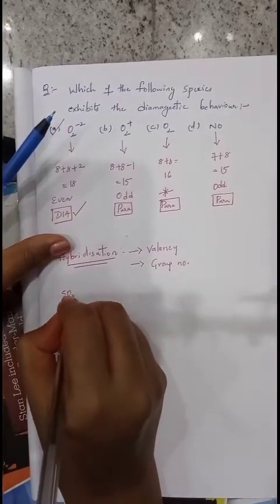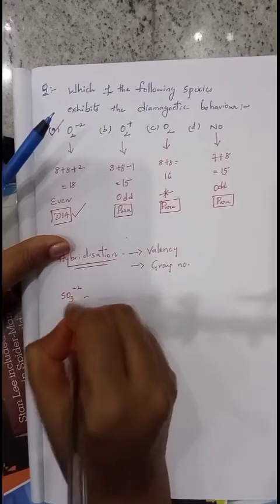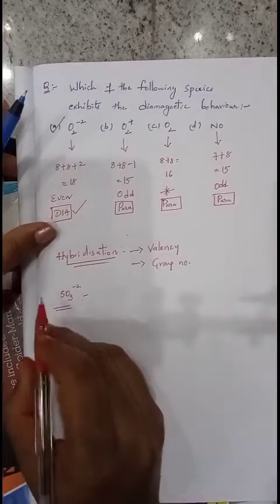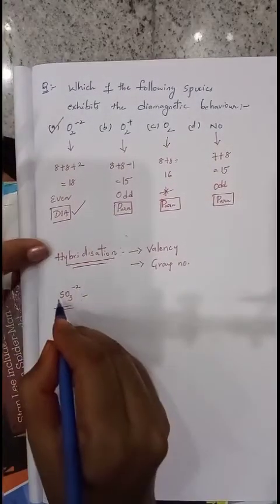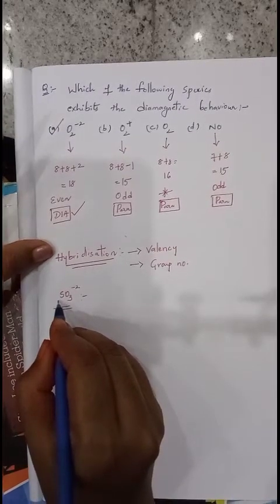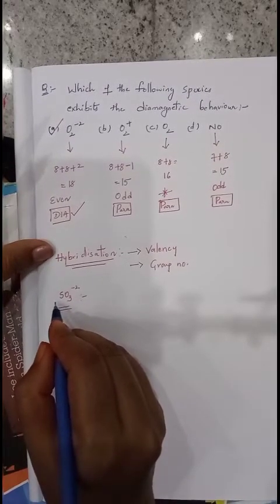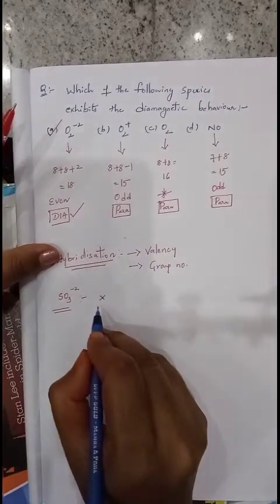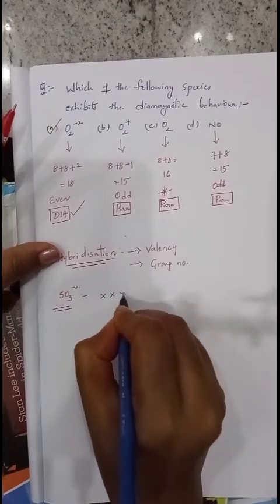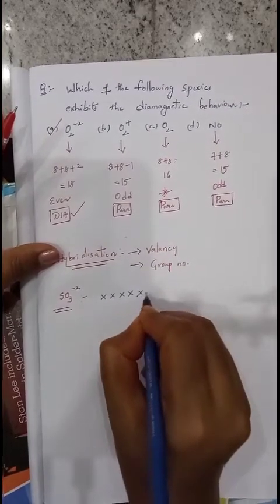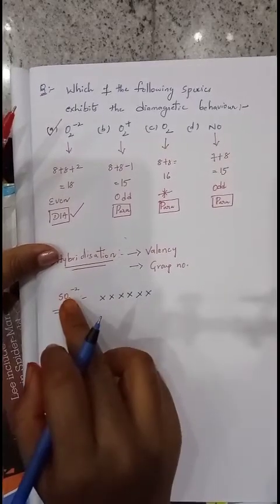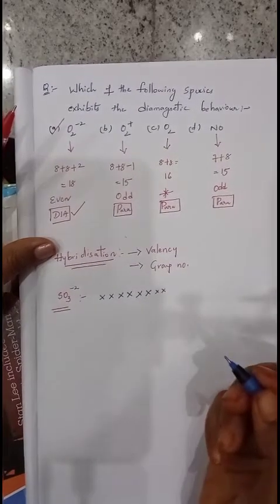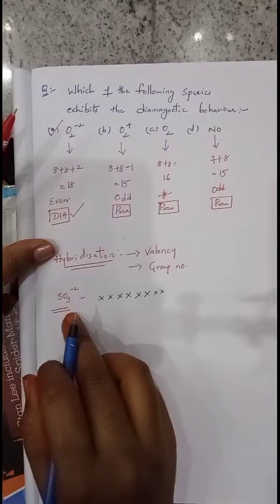Now here I am taking the first molecule, that is SO3 2-. For this particular molecule, we want to find out its hybridization. So take the total number of valence electrons present in the central atom. Central atom here is sulfur. Sulfur group number is 6, so it has 6 valence electrons. Right, 6 electrons using crosses: 1, 2, 3, 4, 5, 6. And minus 2 is the charge, that means it has 2 extra electrons. You also put 2 extra electrons here.